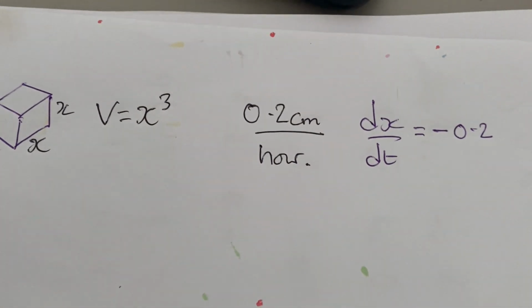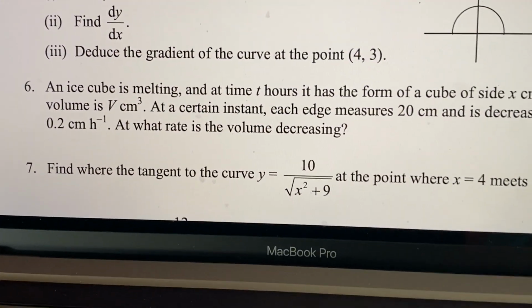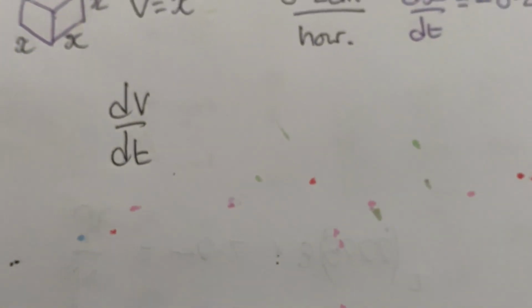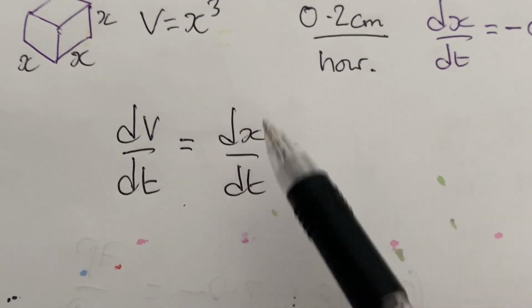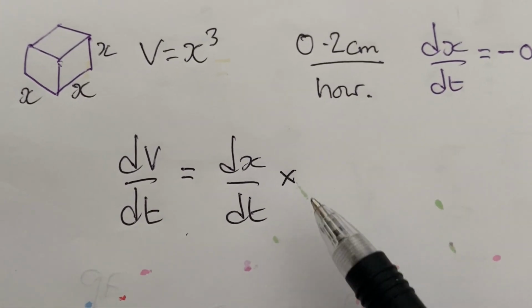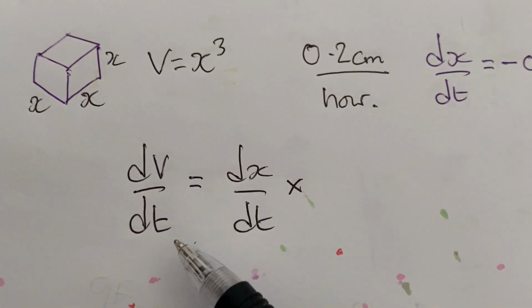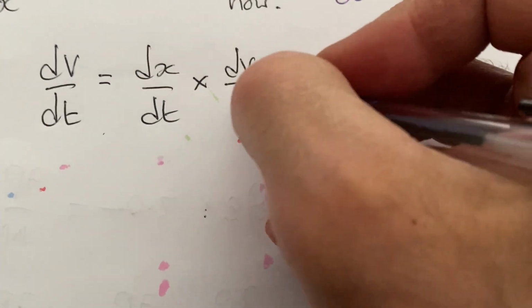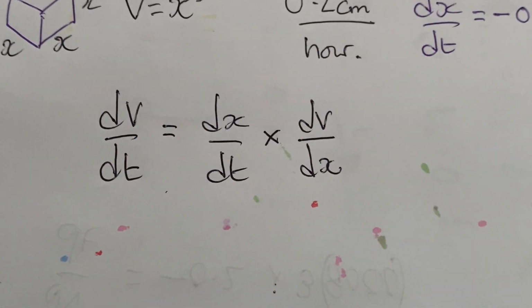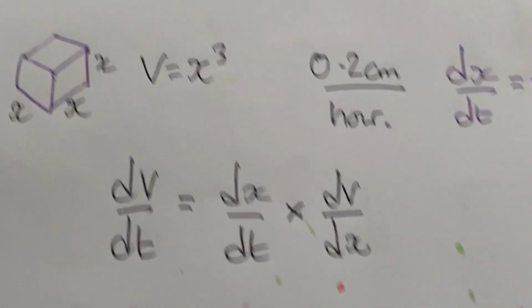That's really important. Now the question asks, at what rate is the volume decreasing? So what the question is asking is dV/dt when x is 20. So I know I've got my dx/dt, so I can put dx/dt there, but I need to times dx/dt by something so that these two can cancel out and I end up with dV/dt. So clearly I need dV on my numerator and dx on my denominator.